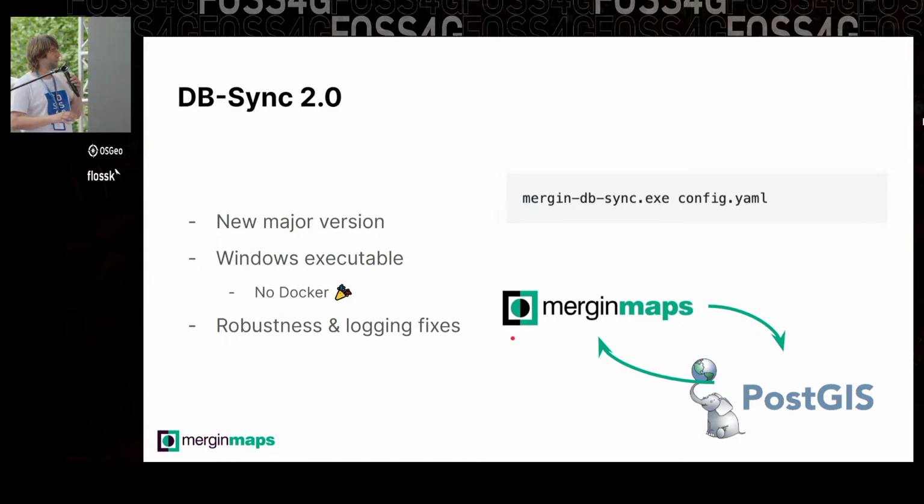We did a lot of robustness and logging fixes. There is also a YouTube channel of Mergin Maps where you can go and see the quick tutorial how to set it up. We are working on a wizard in a plugin where you will be able to take a QGIS setting of your PostGIS and automatically generate all the settings for this tool. So it's easy to generate the settings and run it.